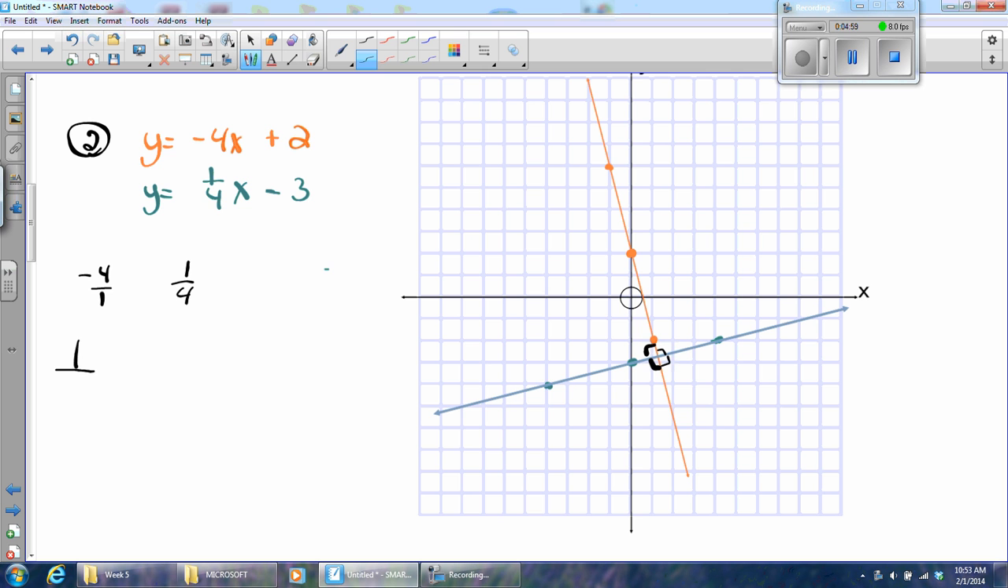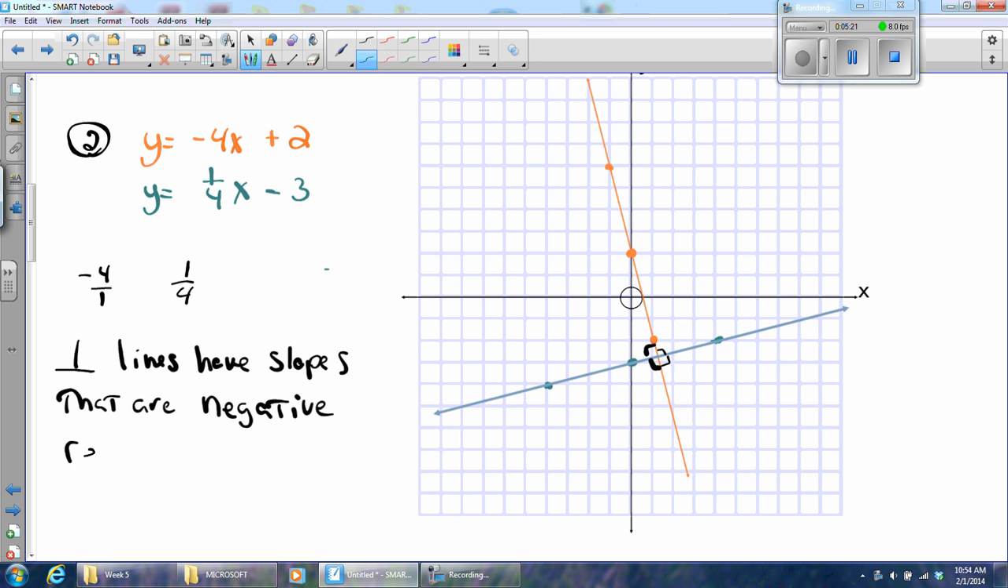Perpendicular lines, by the way, that's the symbol for perpendicular lines. It's an upside down T. Perpendicular lines have slopes that are negative reciprocals of each other. Yeah, they're negative reciprocals, which means you have to flip the fraction and change the sign. So that's perpendicular lines. Parallel lines have the same slope. Perpendicular lines have slopes that are negative reciprocals.